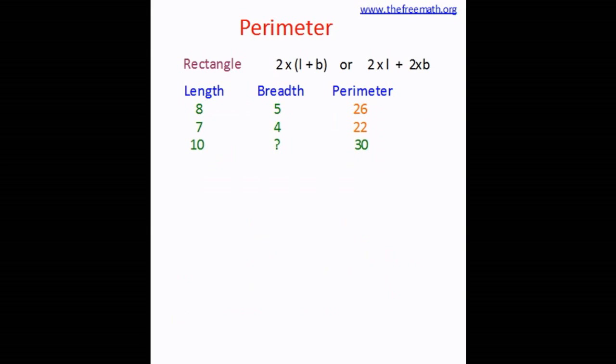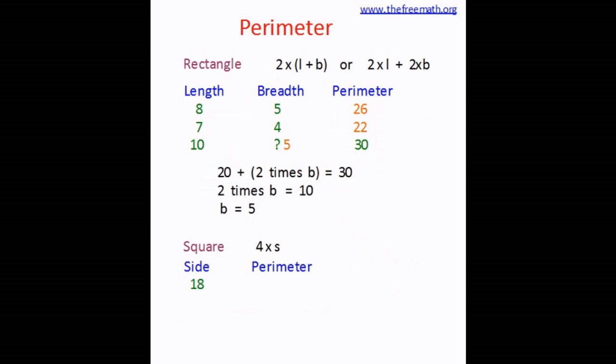Now in this case, I know the length, which is 10, and the perimeter is 30. So what would be the breadth? Now 2 times (length plus breadth) is 30. So let me write it down. 2 times length is 20, plus 2 times breadth equals 30. That means 2 times breadth is equal to 10. If double the breadth is 10, then the breadth is 5. So my answer is 5.